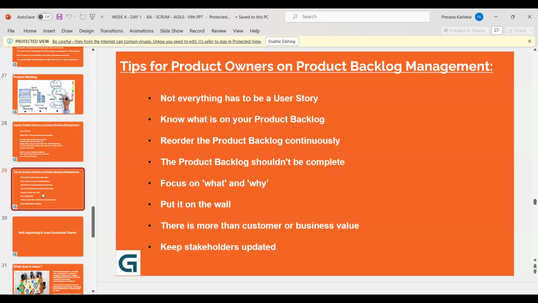Oh, sorry. It's on the current point we're discussing, tips for product backlog management. One of the points says stick to one product backlog. Is there a reason where there will be more than one product backlog?